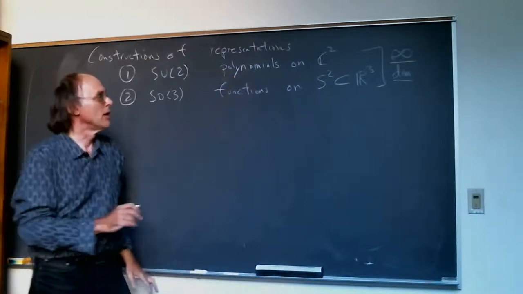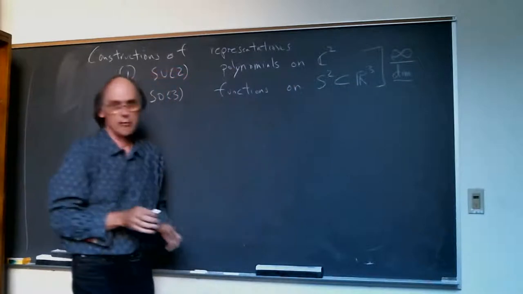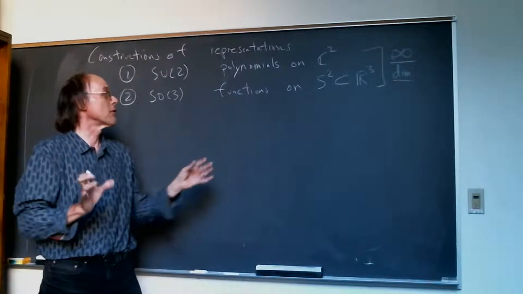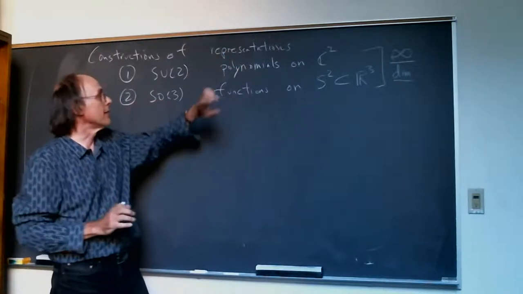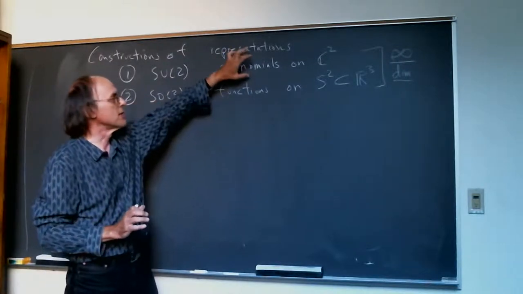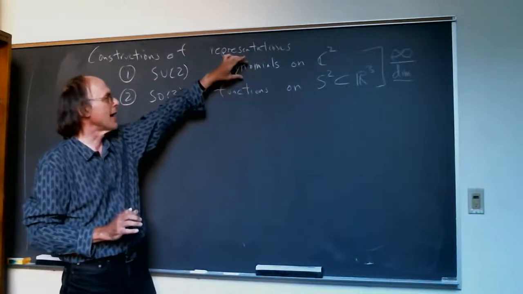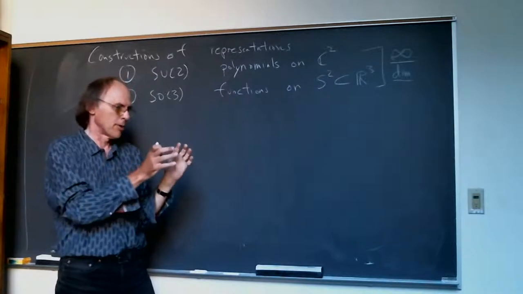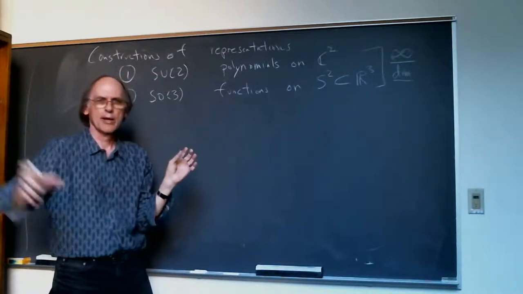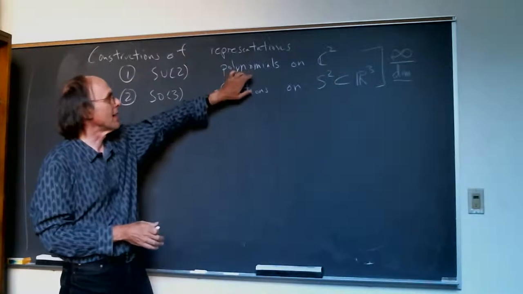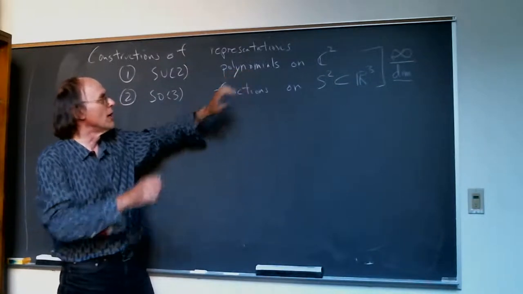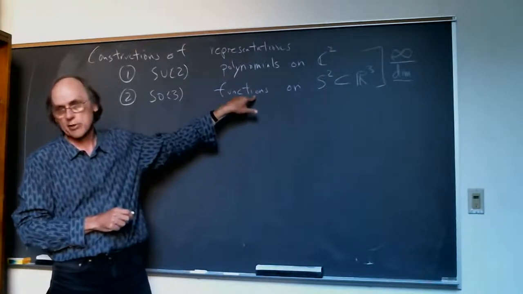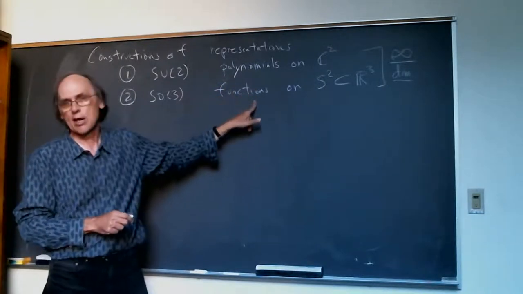But these infinite dimensional spaces, though, are reducible representations. If you break them up into irreducible pieces, the original pieces are all finite dimensional. And the glory of these constructions is that they contain all irreducible representations, but just one copy of each. So this guy contains all of the irreducible representations of SU2, with one copy of each, and this guy contains all the irreducible representations of SO3, one copy of each.